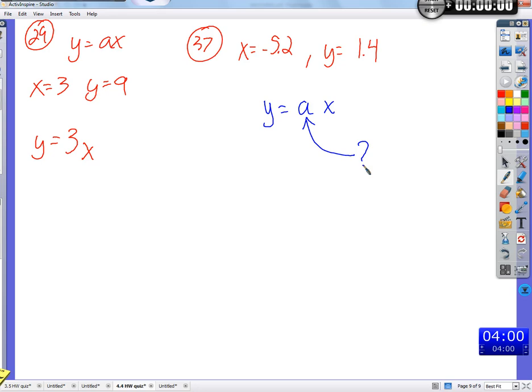Negative 7.28. Okay. So, times x. I think you're right there. Something just got a little bit mixed up. To test it, let's see if we can take our x and get our y. So if we take x, negative 5.2, and multiply by negative 7.28, just quickly estimating that negative 7.28 times negative 5.2, we're going to get 1.4.